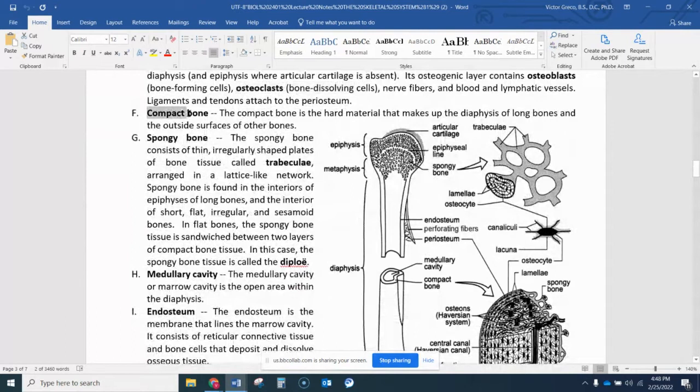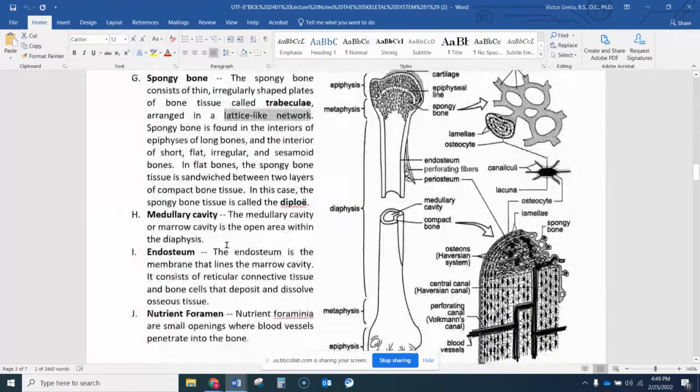All right, of course, the compact bone makes up the outer surfaces. The spongy bone consists of thin, irregular shaped plates of bone tissue called, and there's a key word in bold, trabeculae. So trabeculae, like you see here, is just that porous pattern of spongy bone, and they describe it here with a nice description, a lattice-like network, which is that very random-looking pattern of the spongy bone.